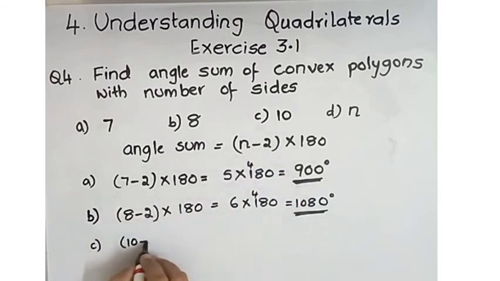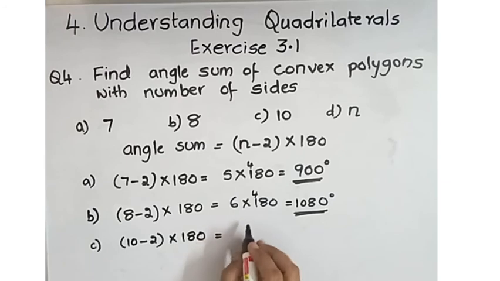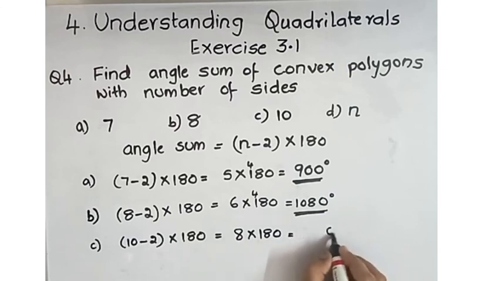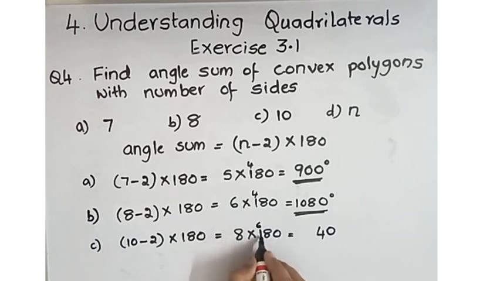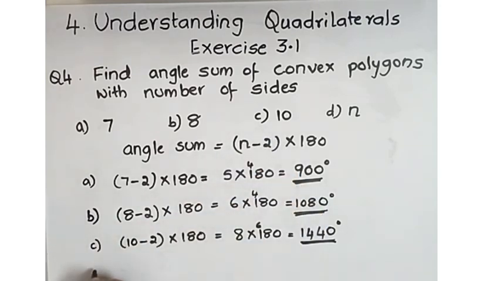Let's take up C, where n is equal to 10. So we have 10 minus 2 multiplied by 180, which will give you the sum of all the angles. 10 minus 2 is 8 into 180, which is 0. 8 8s are 64, 6 carry, 8 ones are 8 plus 6 will give you 14. So 1440 degrees is the sum of all the angles of a polygon with 10 sides.